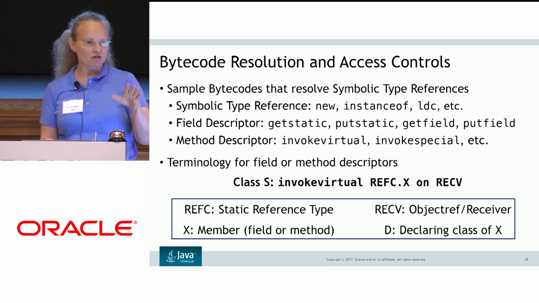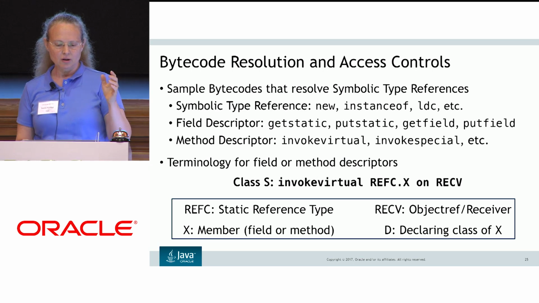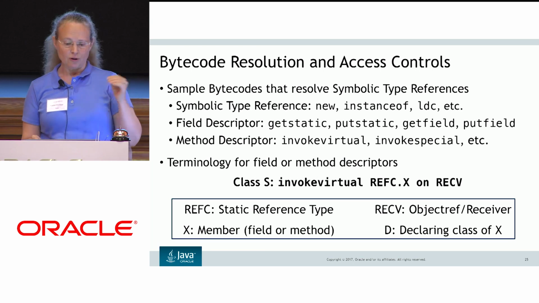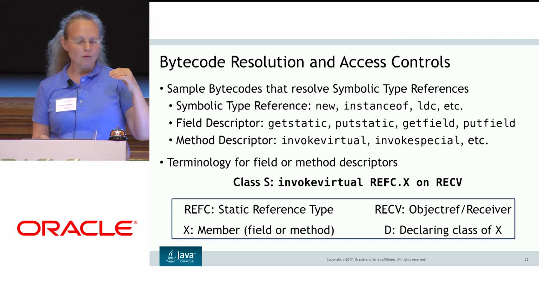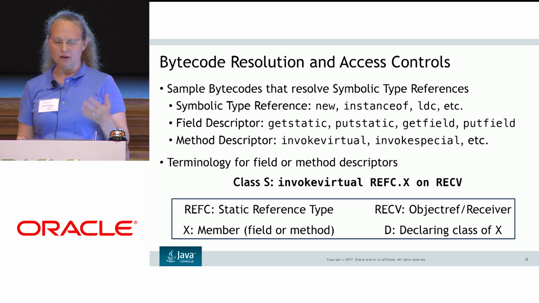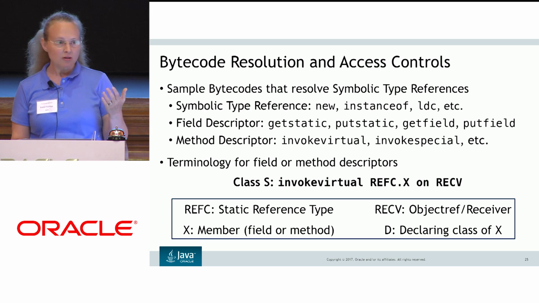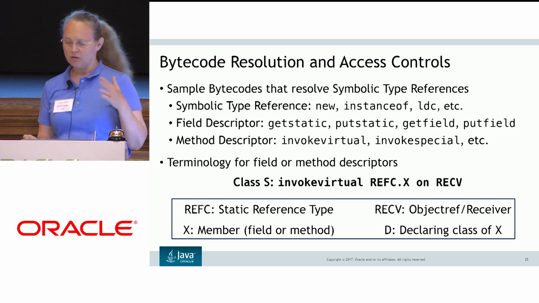So things like new, instanceof, our favorite LDC. They are going to resolve types and therefore do type access checking. That also goes with getstatic, getfield, putfield, where we have field descriptors. We have method descriptors with invokevirtual, invokespecial, et cetera.